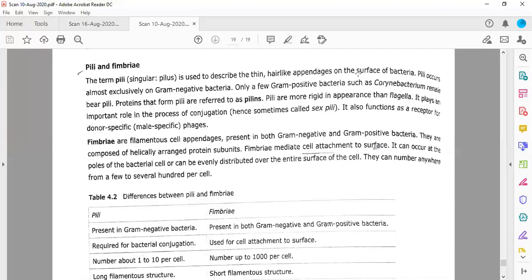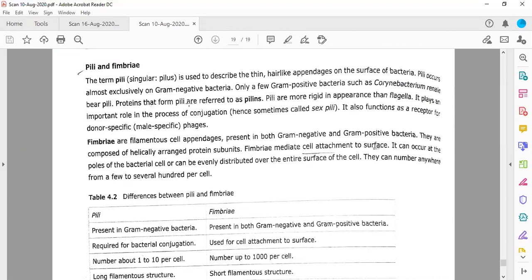Pilus is the singular, and pili is used when they are present in plural form. They are found almost exclusively on gram-negative bacteria. Gram-positive bacteria generally do not have pilus. Only a few gram-positive bacteria are found to have this. Exceptions are always there. For example, Corynebacterium renale has pilus, and it is a gram-positive bacterium. But mostly, gram-positive bacteria do not have pilus. It is mostly found in gram-negative bacteria only.